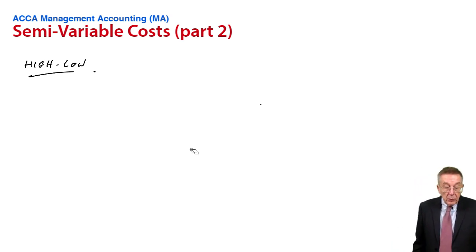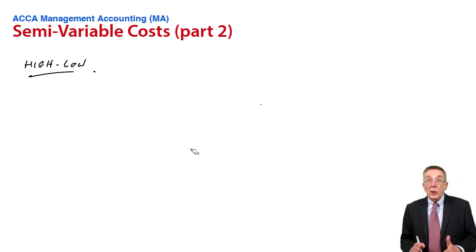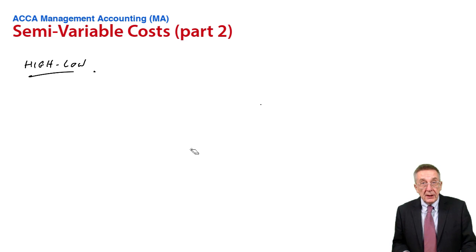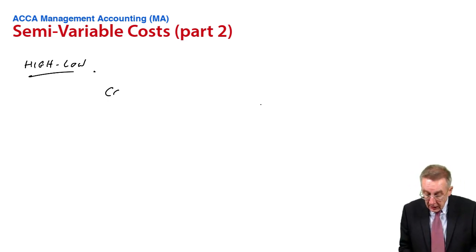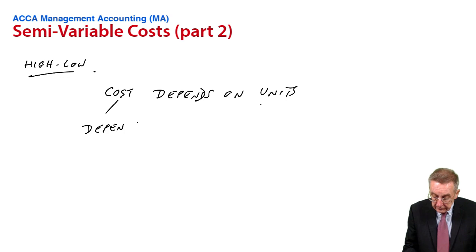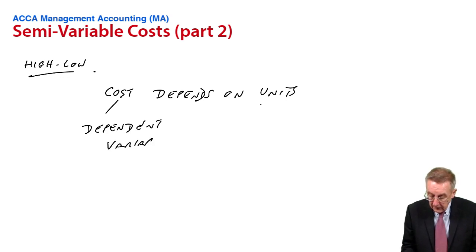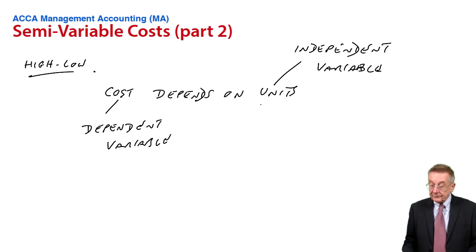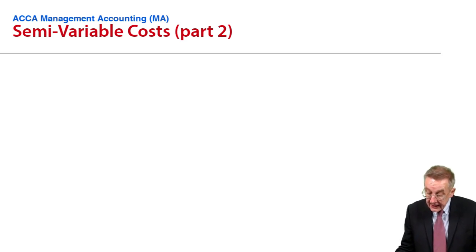With high-low, we take the highest and the lowest observations of what we call the independent variable. What I mean by that is surely here the cost will depend on the number of units. Cost depends on units. So cost is the dependent variable, units is the independent variable. Well, we take the highest and lowest of the observations of the independent variable, which here is the units.